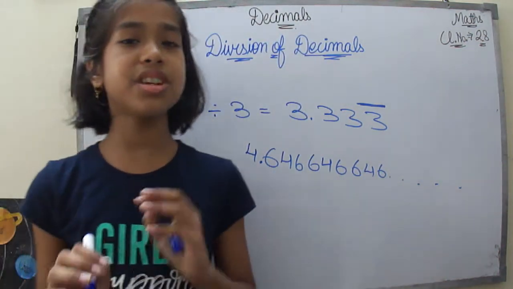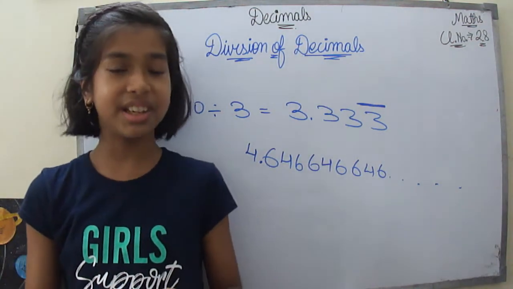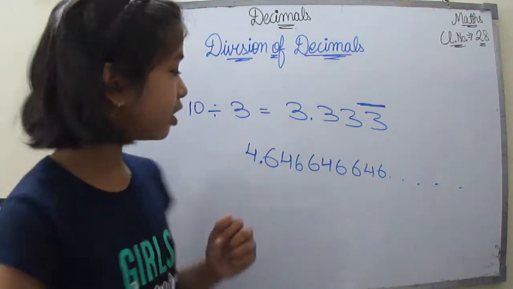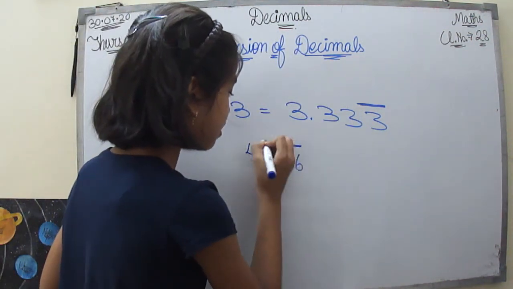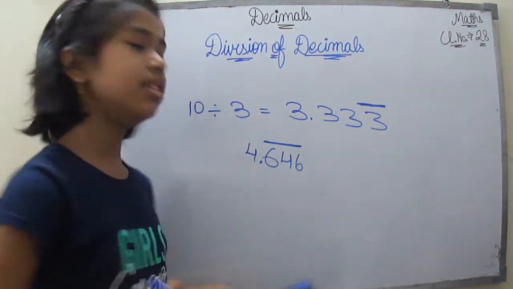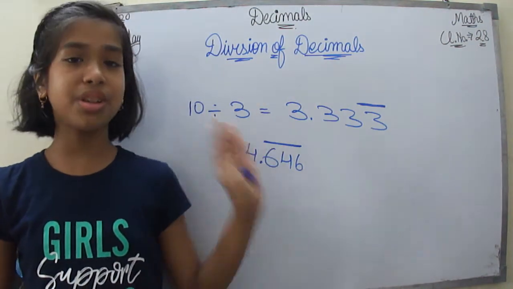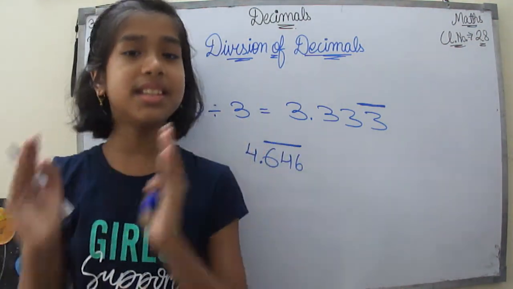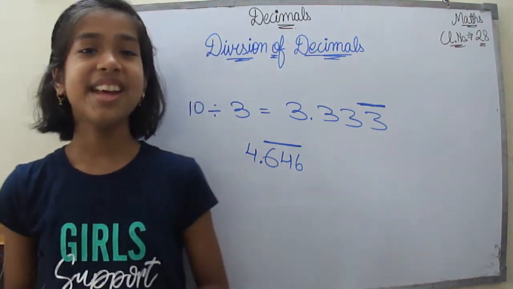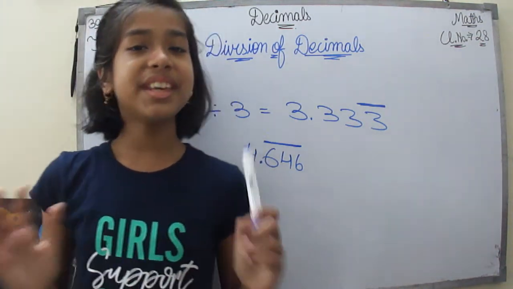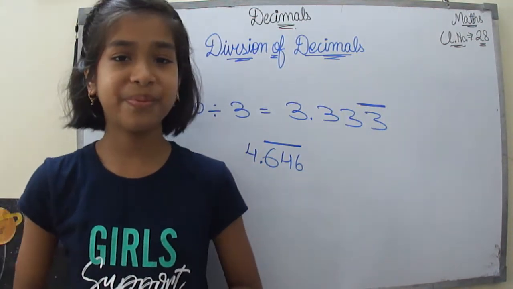So here, as you can see, three digits are repeating. So what we are going to do here is put the bar over all these 3 digits, like this. So this bar shows that these 3 digits are repeating forever. Like this we can write any recurring decimal number.